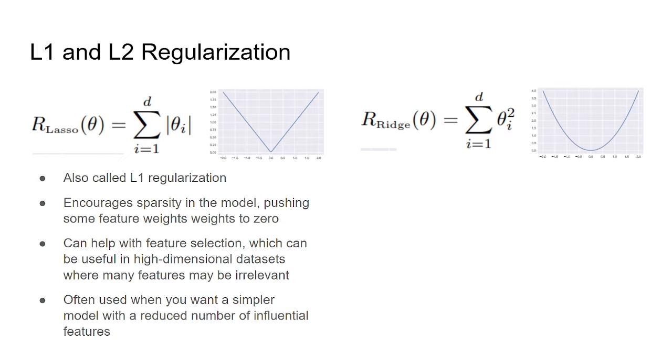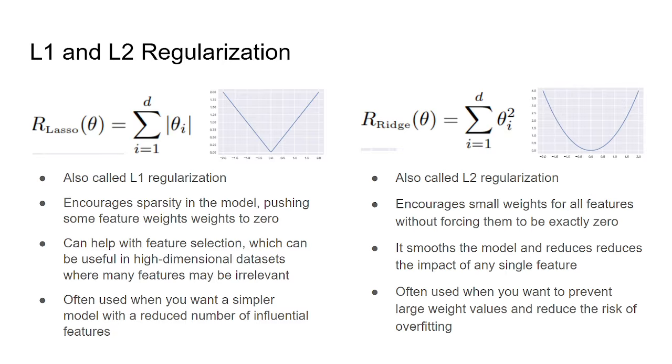The graphical representation of ridge regression is given to you as well. And here, instead of taking the absolute value, you are taking the square of each theta. Since you are taking the square of each theta, none of your weights will have their value pushed to zero. But what will happen is that it will reduce the weights. Weights will become smaller, but you are not forcing them to be exactly zero. So this is going to smooth out the model.